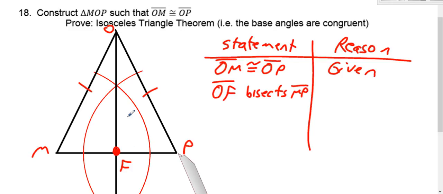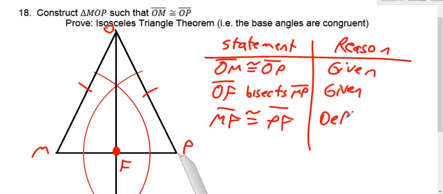Because we constructed the bisector. It's given because that's what we constructed. We know it's true. So if it bisects, that means that MF is congruent to PF. That's the definition of bisect. So we've got these sides are congruent. And we also know that OF is congruent to OF because that's the reflexive property.